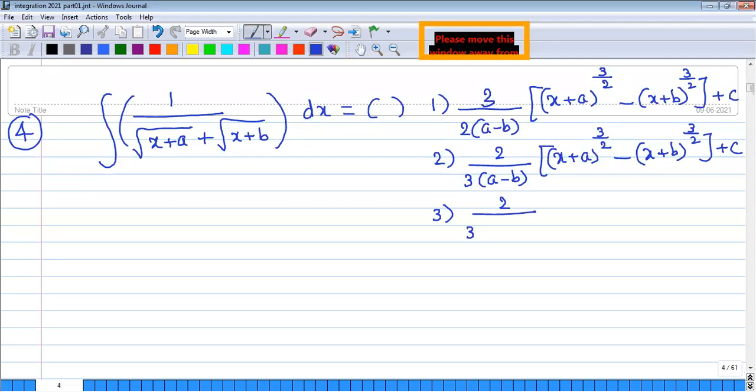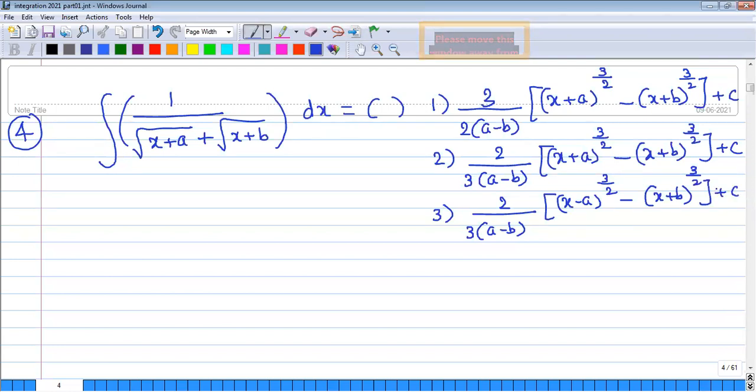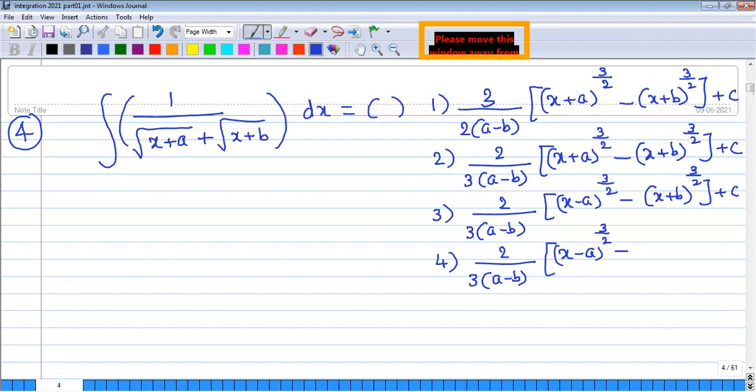Third: 2 upon 3 times a minus b, times x minus a whole to the power of 3 by 2 minus x plus b whole to the power of 3 by 2, plus c. Fourth option: 2 upon 3 times a minus b, times x minus a whole to the power of 3 by 2 minus x minus b whole to the power of 3 by 2, plus constant of integration.